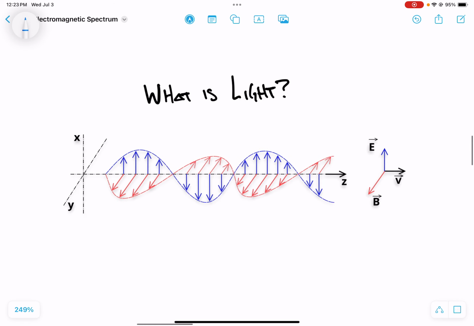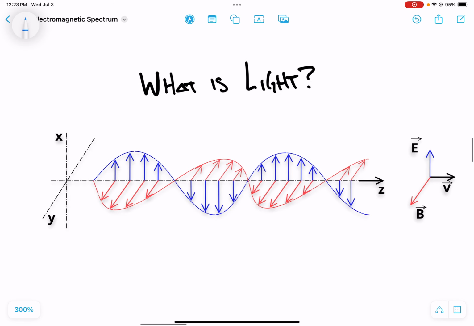Well, let's talk about really briefly what is light. Light is simply energy that travels in the form of electromagnetic waves. What is an electromagnetic wave? It is a wave of energy that is simultaneously electric, which is what this blue wave is representing, as well as magnetic. In other words, it travels as energy through electric and magnetic fields that propagate through space in every direction.